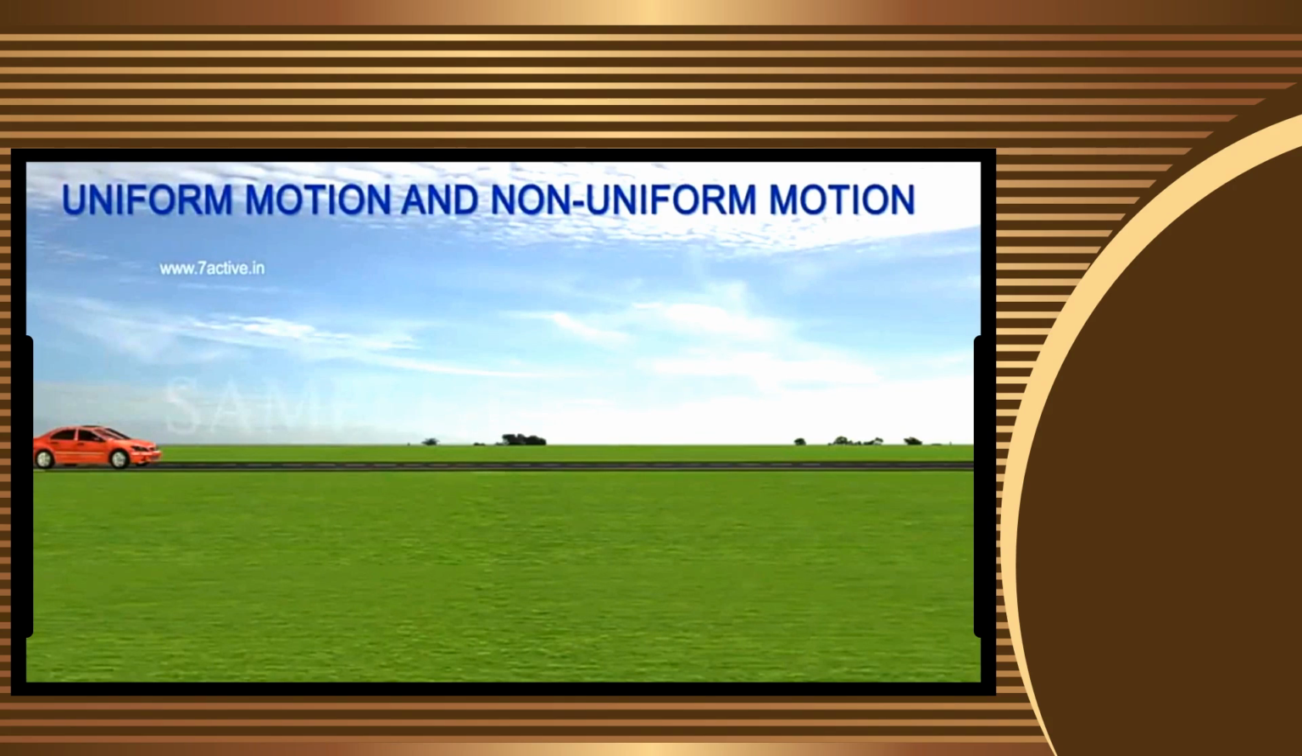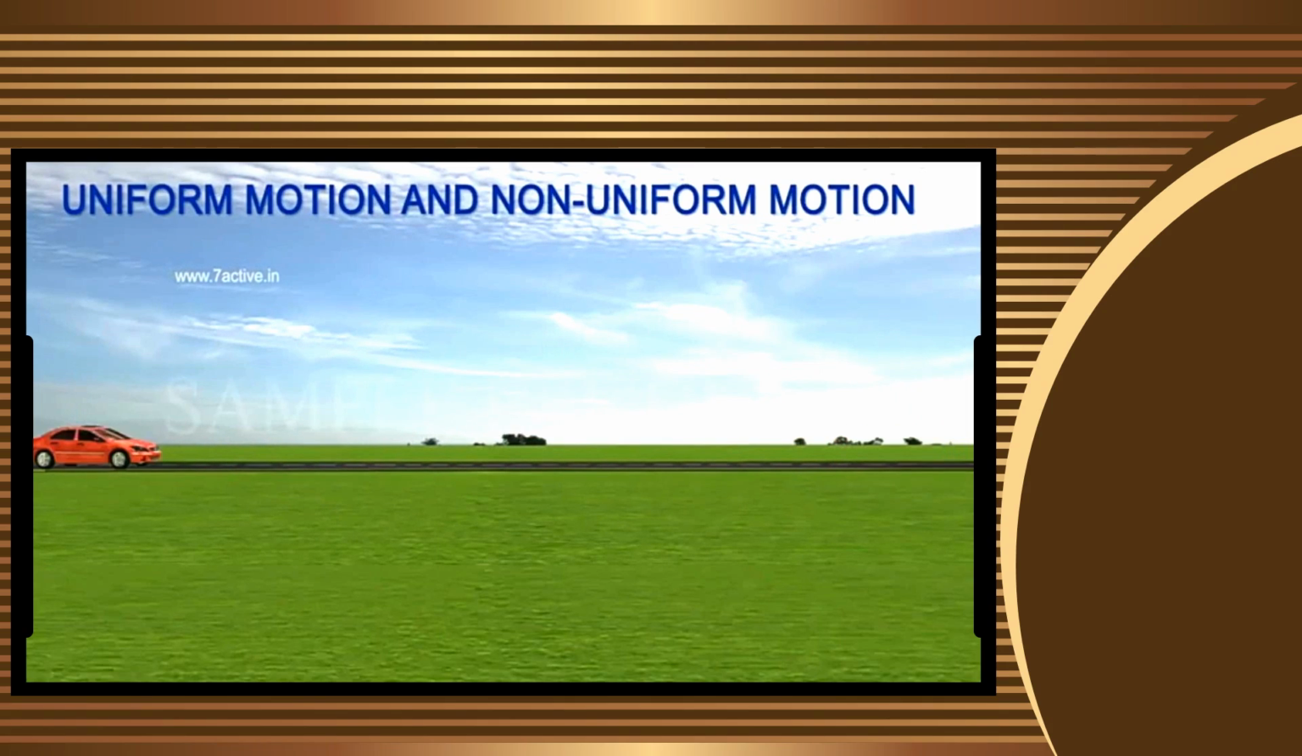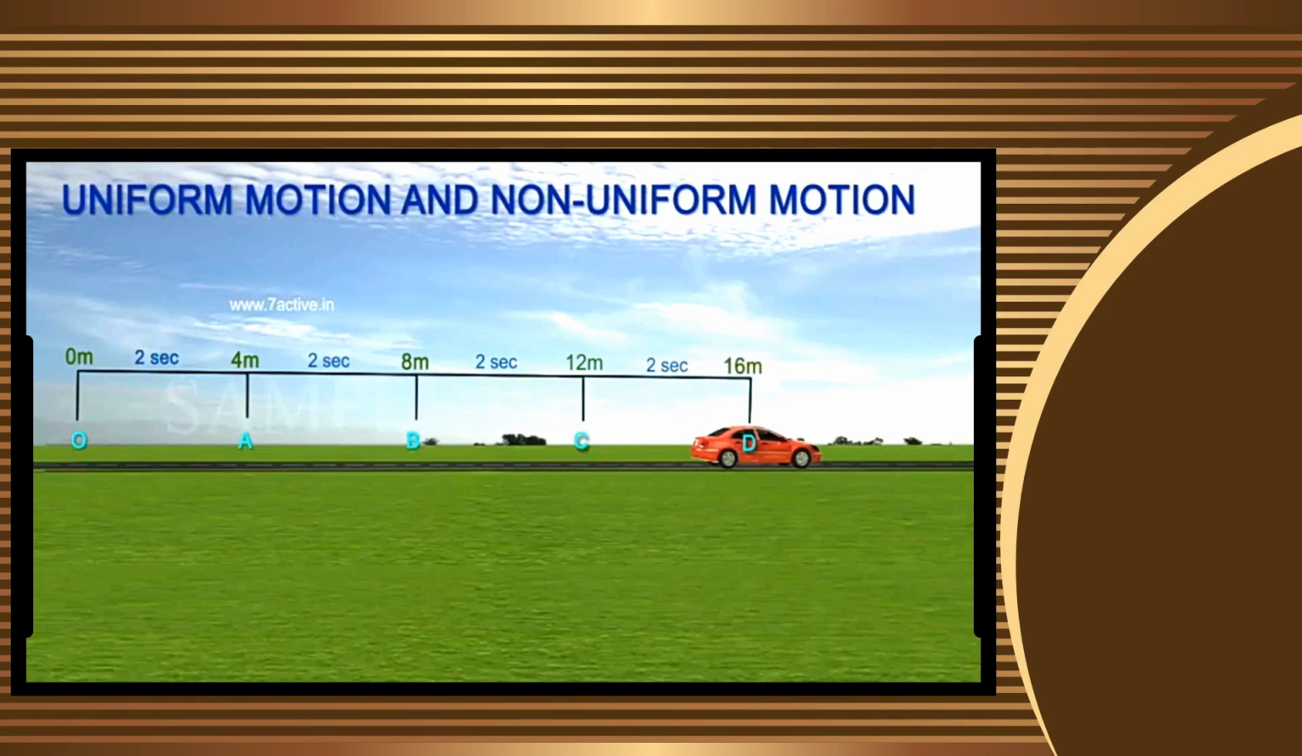For example, consider a car that moves from one position to another, about 16 meters distance, within a time of 8 seconds. Here the car starts from 0 and after 2 seconds it reaches position A, covering a distance of 4 meters from the origin as shown. In the next 2 seconds it reaches position B, covering a distance of 8 meters from origin, and in the next 2 seconds it reaches C, covering a distance of 12 meters from origin, and in the next 2 seconds it reaches D, covering a distance of 16 meters from origin.